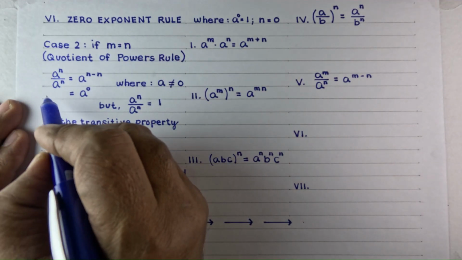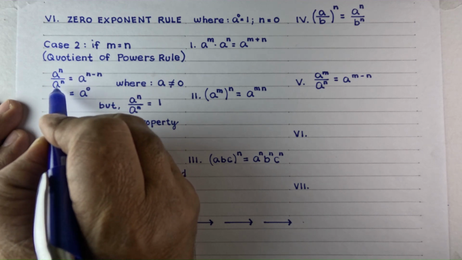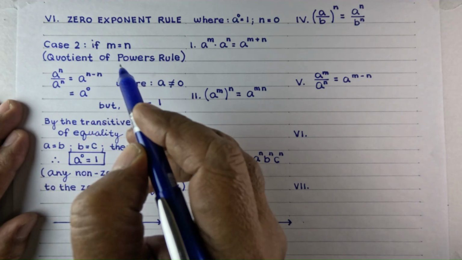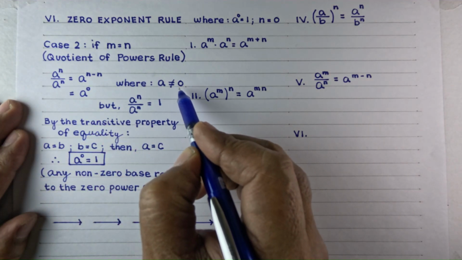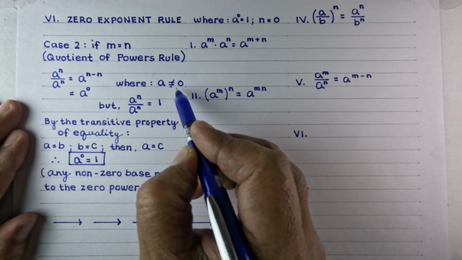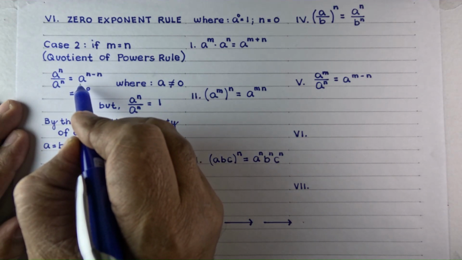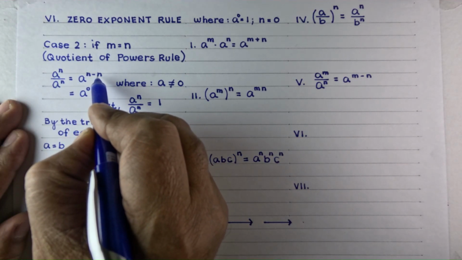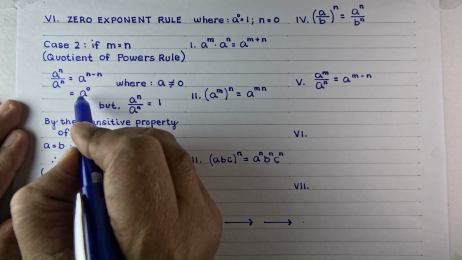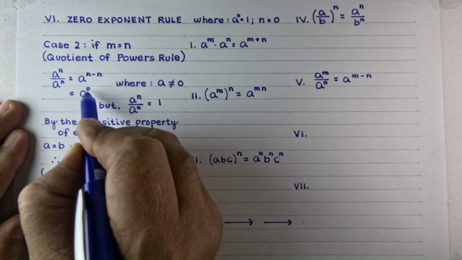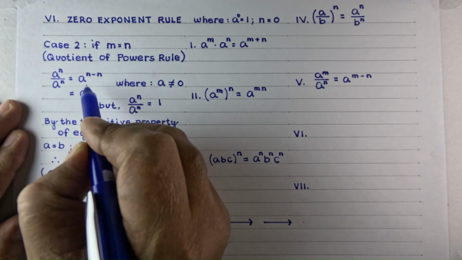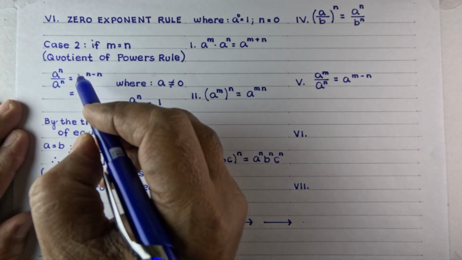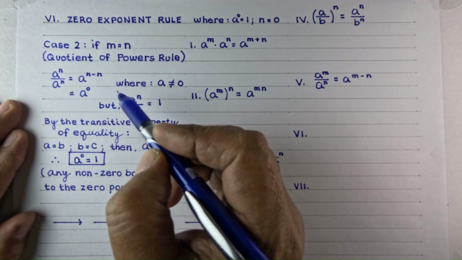So the expression is now a to the n over a to the n equals a to the power n minus n, where a is not equal to 0. That means a can be any real number except 0. Now n minus n equals 0, so this becomes a to the power 0, or simply a to the 0 power. So a to the n over a to the n equals a to the 0 power.